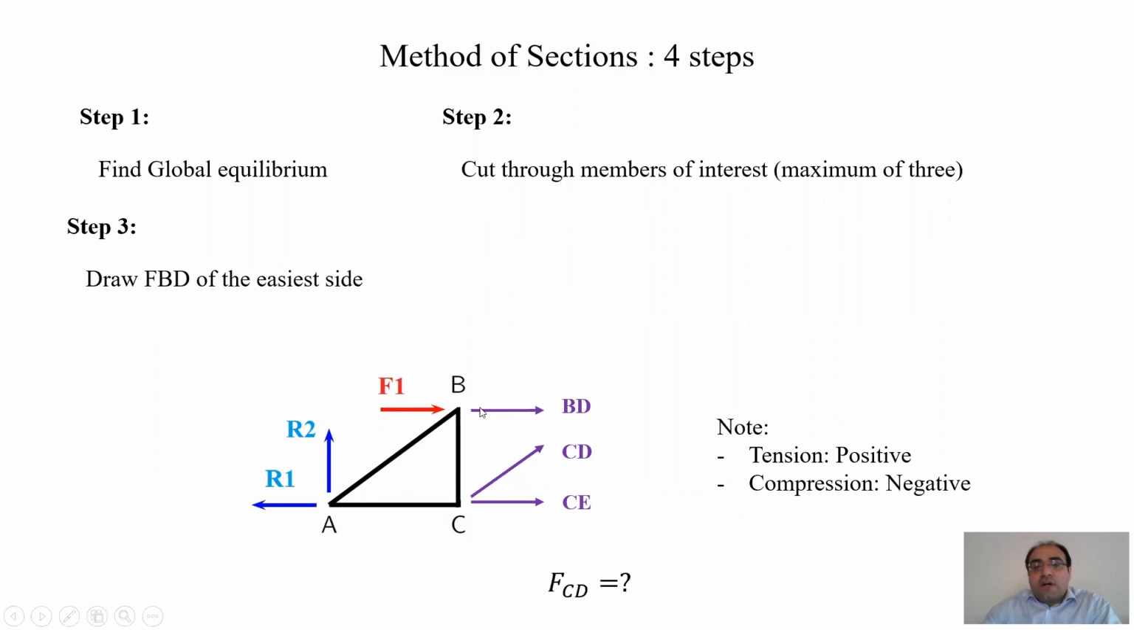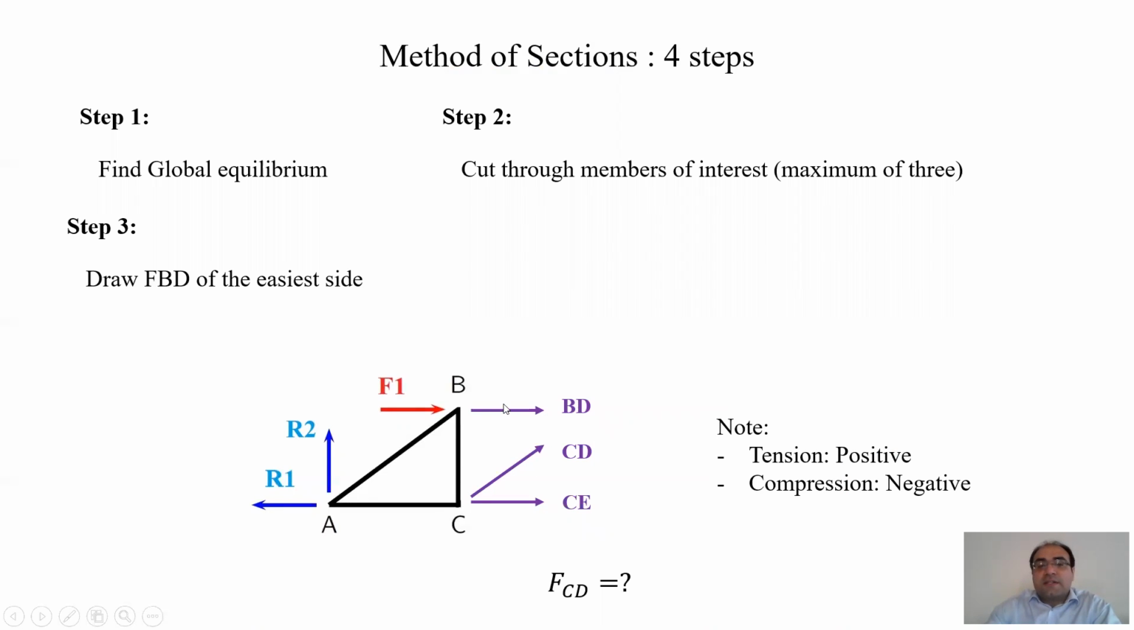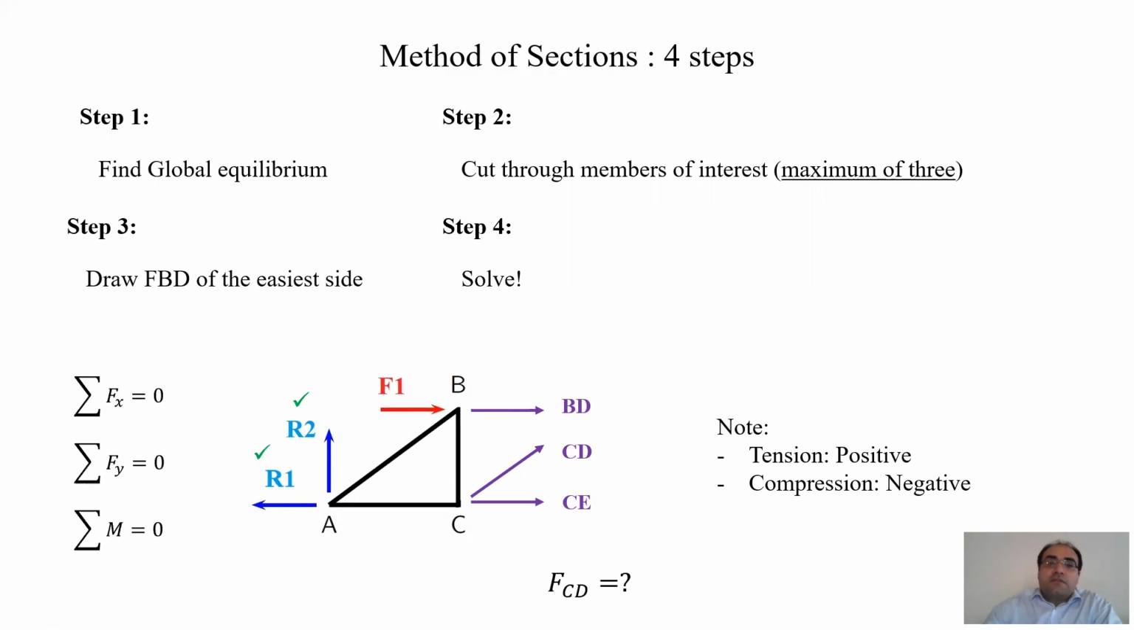And then we consider a tensile force for the members that were cut. Here we cut 3 members, so we consider 3 tensile forces. This is the convention that we all are familiar with. Basically, the tension is considered positive and compression is considered negative. When we solve the equations, and if we end up with a negative value, we know that that specific member was in compression. And finally, we solve it.